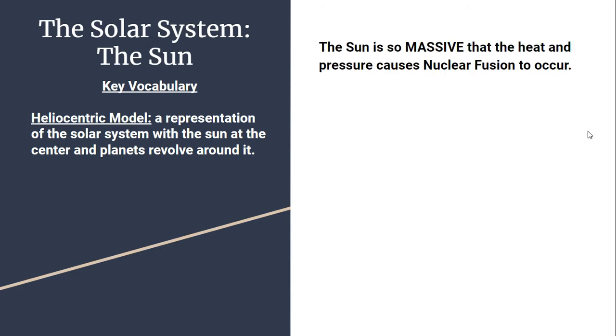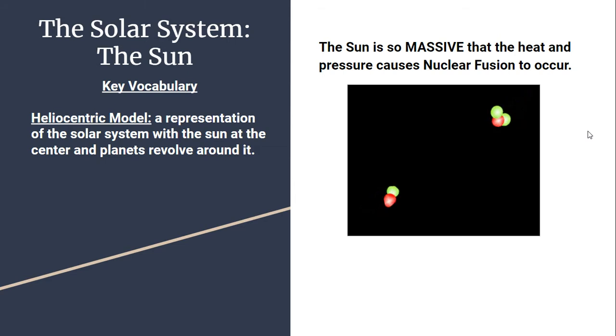It's so large, in fact, that it's got really, really high amounts of heat and pressure. With that much material all being pulled towards the center of the sun, it causes a great deal of heat and pressure. This heat and pressure creates what we call nuclear fusion to occur.